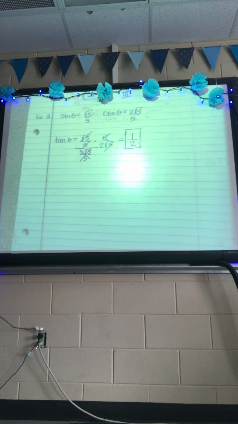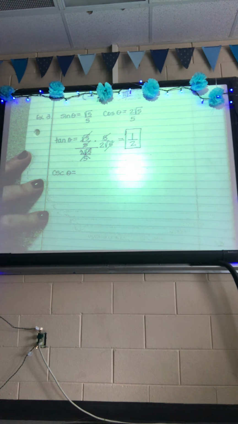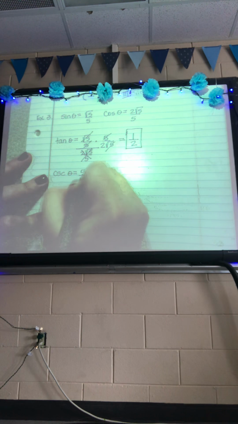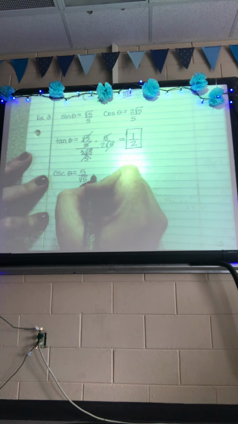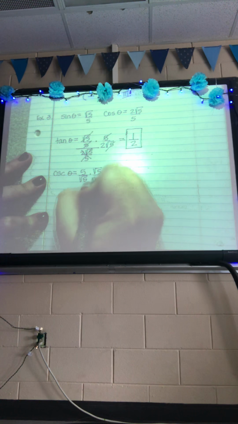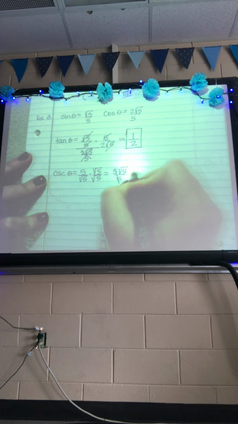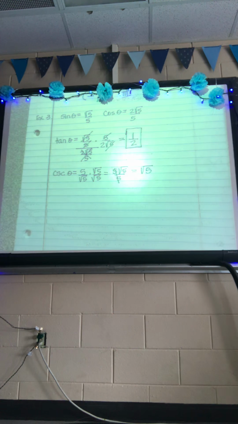So then what am I going to do to find the cosecant? Cosecant is the reciprocal of sine. So 5 over square root of 5. Rationalize. So that is 5 square root of 5 over 5, and those cancel out. I mean, do I need to keep going? It's the same thing we've been doing, right? I don't think we need to keep going. They're just giving you the values this time.